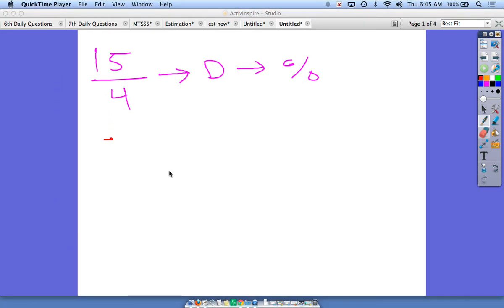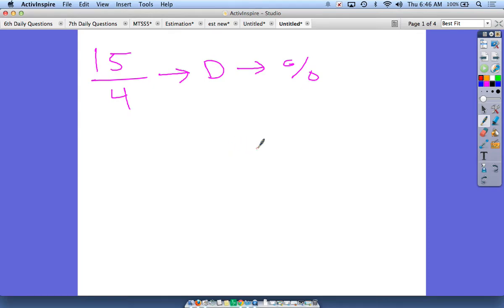We're going to pick up where that last video cut out with the sound with our next problem. That's 15/4, and we're changing that to a decimal and changing that to a percent. There's a few different ways to do this. This is more than one whole, so we should know that as a decimal it's going to be more than one whole, and as a percent it's going to be more than 100%.